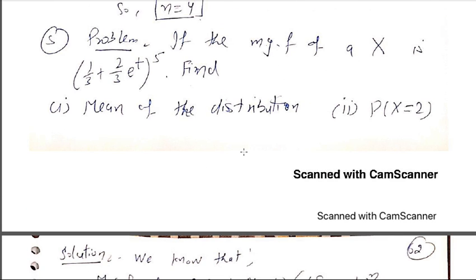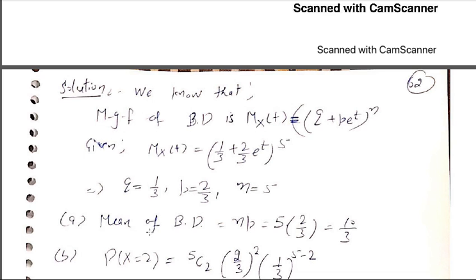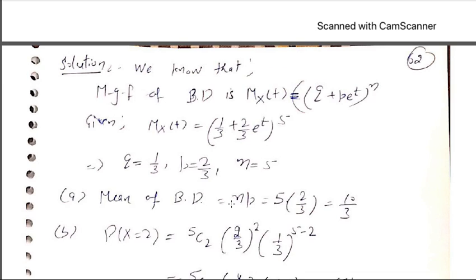Firstly, we have to find the mean of the binomial distribution. We know that the mean of the binomial distribution is n into p. So the value of the mean will be 5 into 2/3, that will be 10/3.